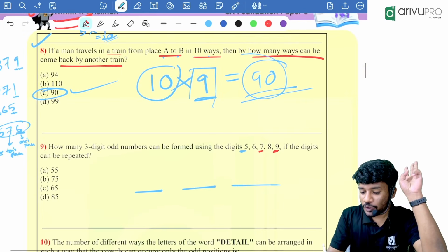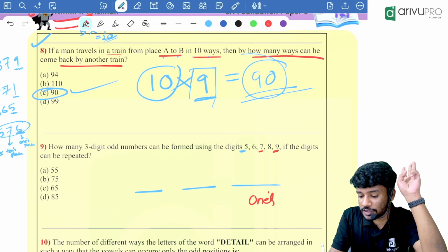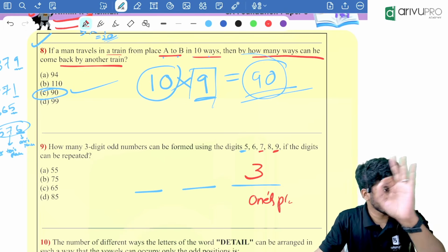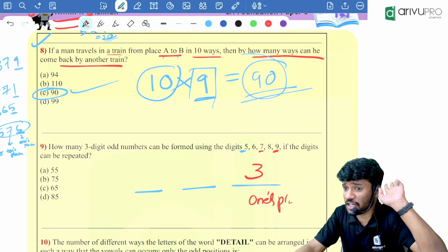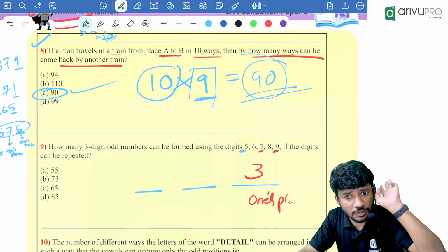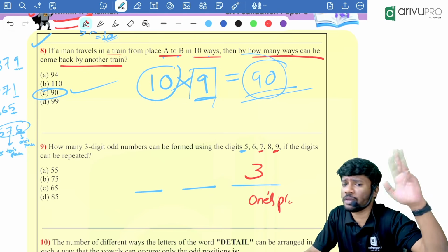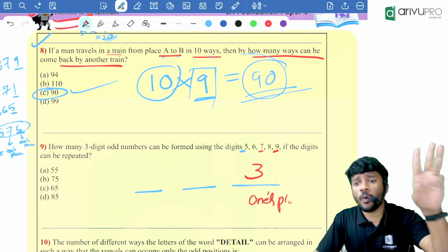Now, people, who all can sit in the ones place? Any of the 3 can sit in the ones place. Everyone understood that part? Yes, you got this. Any of the 3 numbers can sit in the ones place, correct? Either 5 can sit or 7 can sit or 9 can sit. 3 possibilities there in the ones place.